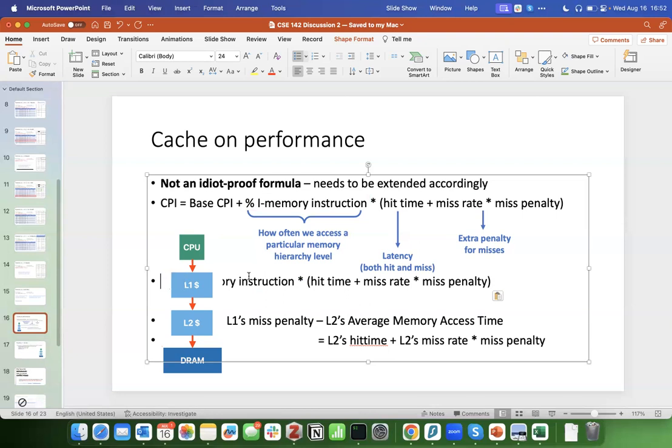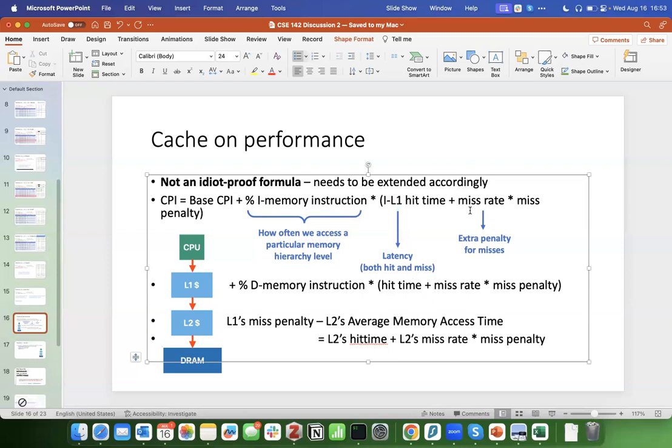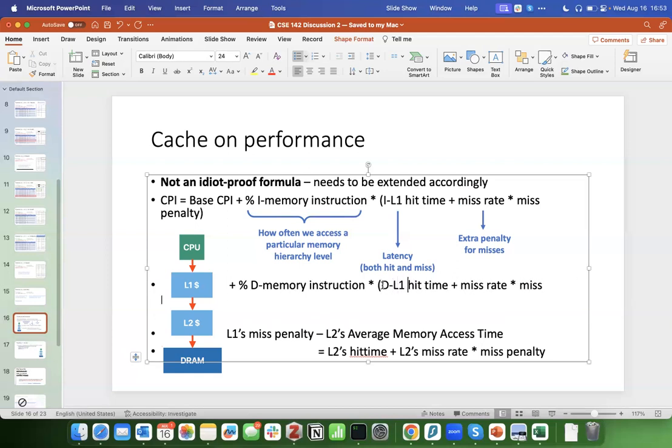And then percentage of D memory instructions, right? And then if we have separate L1 data cache and instruction cache, all of the numbers in this part will be the instruction L1 hit time, the instruction L1's miss rate, the instruction L1's miss penalty. And everything over here will be the data L1's hit time, data L1's miss rate, etc. So if you have two separate L1 caches, one for instruction, one for data, then they must appear as two different parts in this formula because they will have different access time.